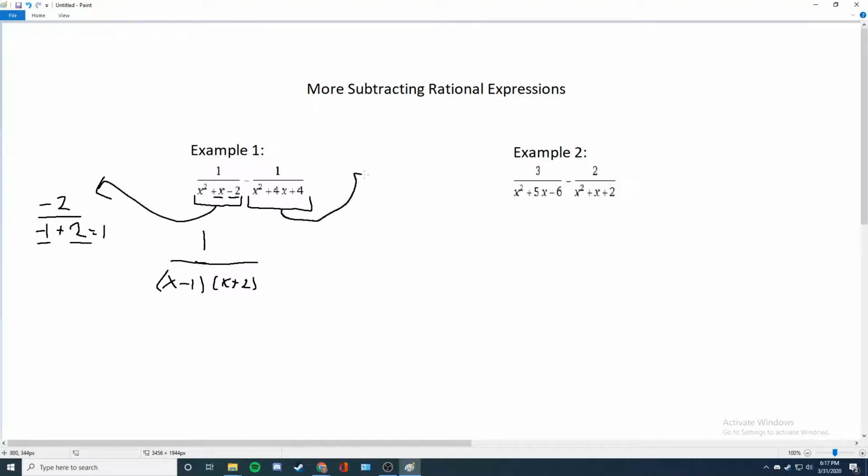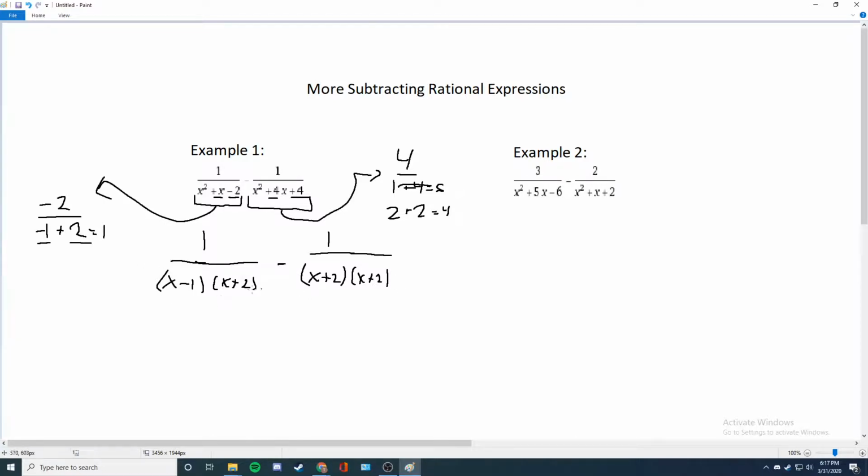And then we'll factor this one out. So the factors of 4 that add up to 4: we've got 1 and 4, and 2 and 2. 1 and 4 is 5, so not that one. 2 and 2, though, is 4, so we'll pick those. We're going to keep that minus in between them, and then our other term will be 1 over x plus 2 times x plus 2. You could rewrite this as x plus 2 squared, but just for simplicity, I'm going to leave it like that.